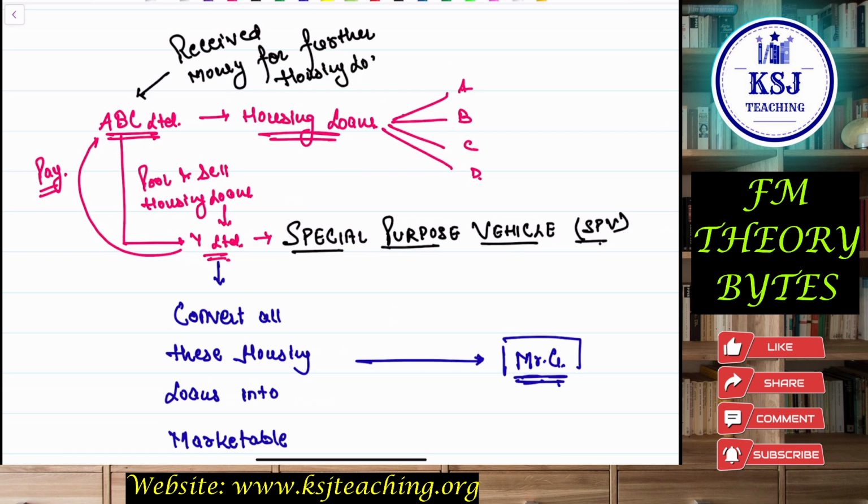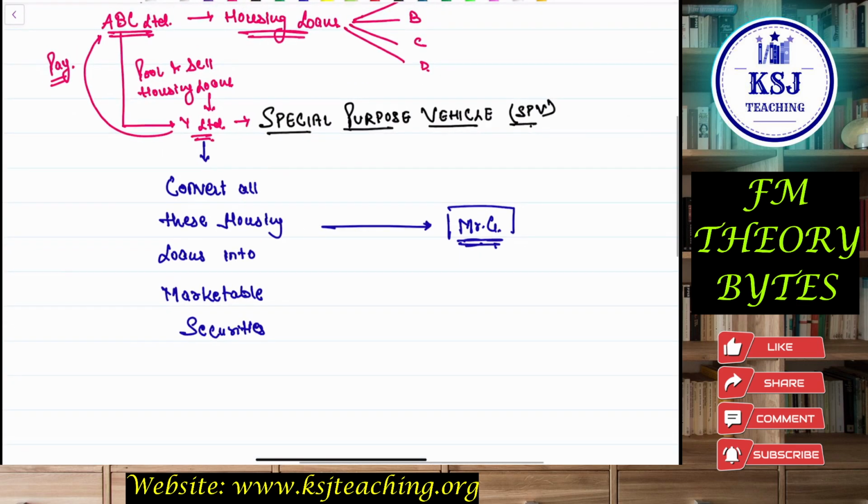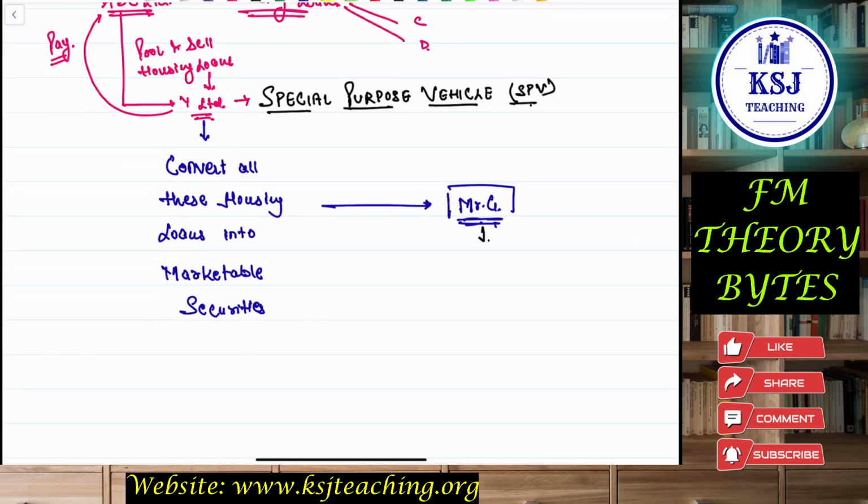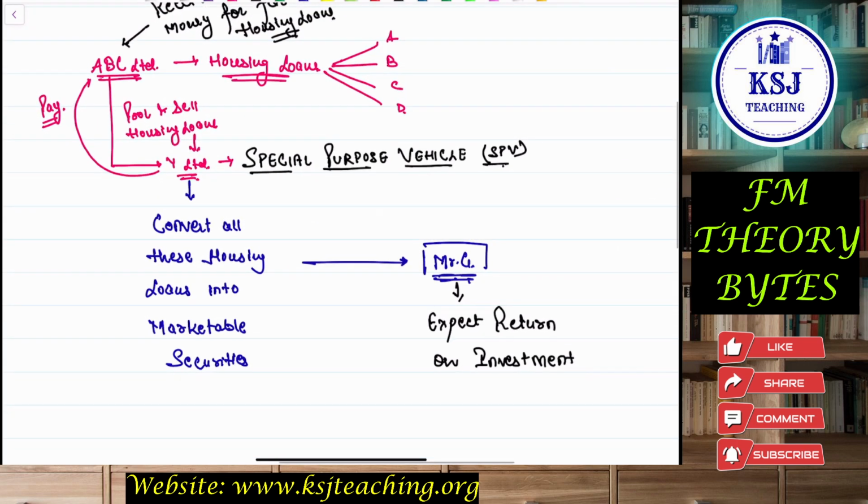Now, just think about it. Mr. G purchased the securities, isn't it? Now, Mr. G will expect a return on investment. Yes or no? Mr. G says, I have invested in the marketable security, so I am expecting a return on that. Y Limited says, okay, we will give you the return. But how will Y Limited give the return?